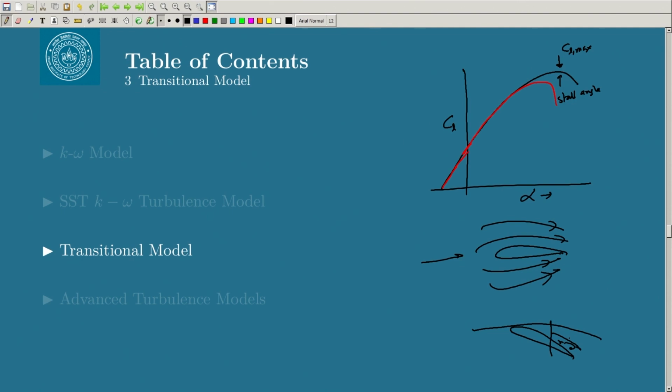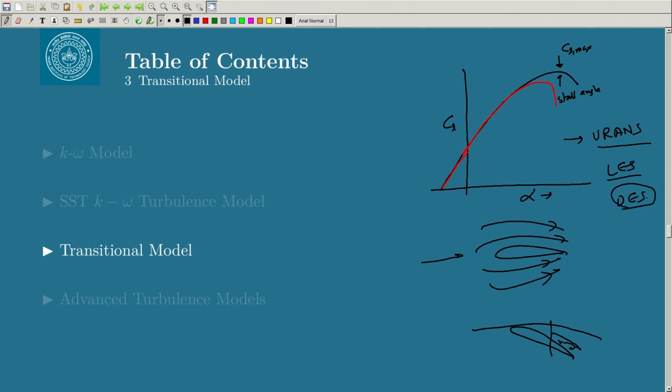In that case, if you are using RANS, no matter what model you are using, it is not going to give you the correct result, because RANS is the averaged steady-state flow. So either you have to switch to URANS, which is very expensive. URANS, as we discussed, is unsteady RANS. Or you have to use more expensive approaches like LES if possible, or something in between RANS and LES, which is detached simulation.